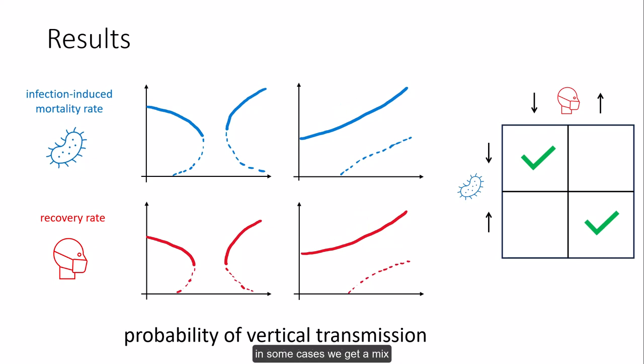In some cases, we get a mix, meaning that raising the probability of vertical transmission leads to lower infection-induced mortality, but higher recovery rates. Interestingly, raising the probability of vertical transmission never leads the pathogen to escalate, while the host de-escalates.